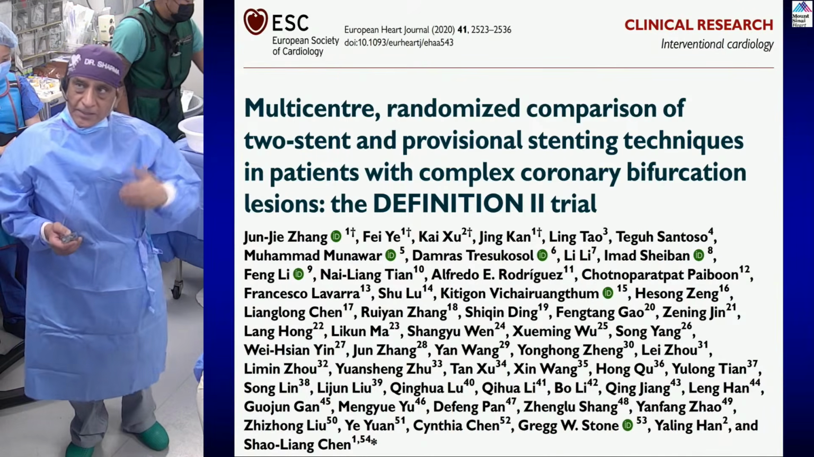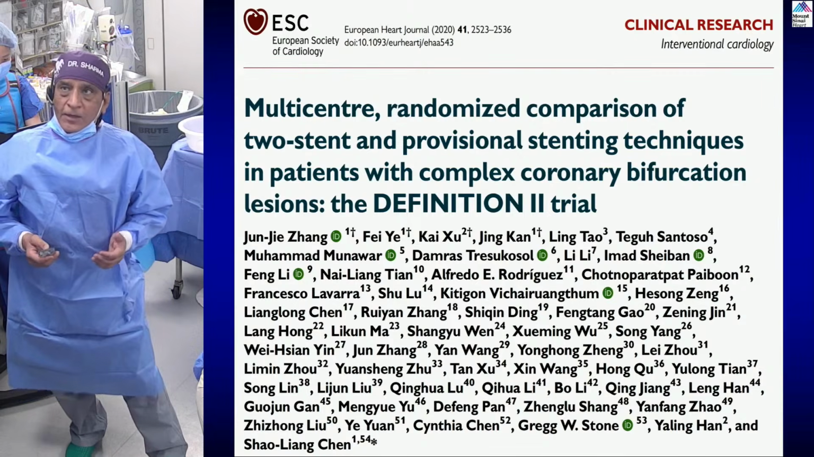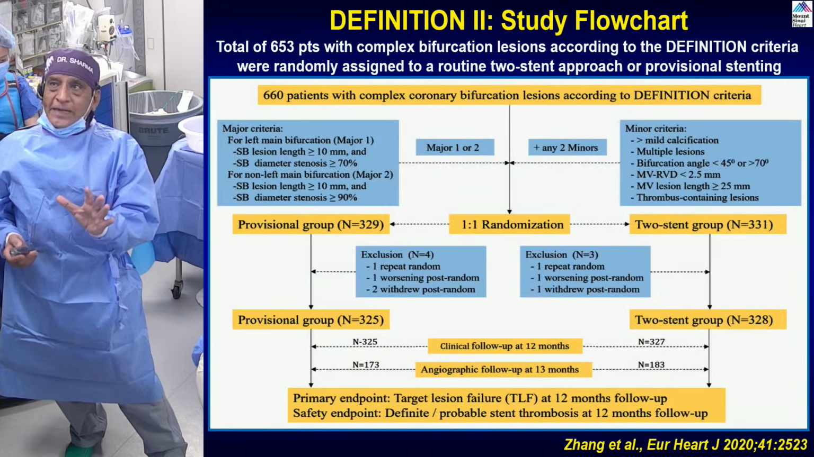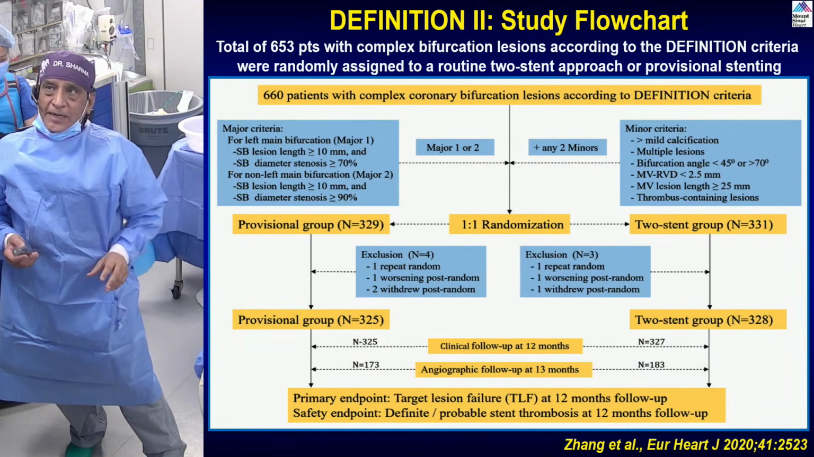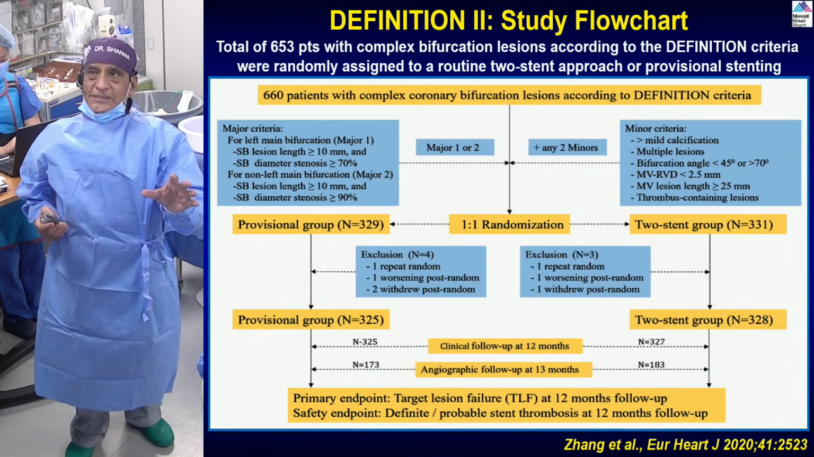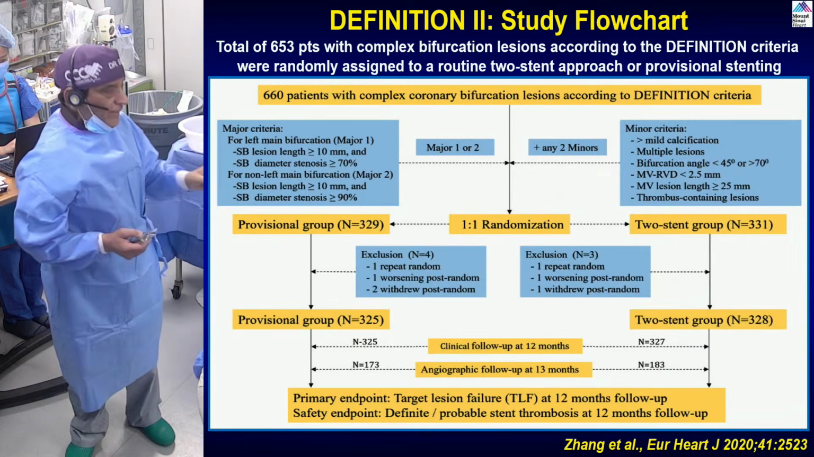So then they went further with a multi-center randomized comparison of 2 stent versus provisional stenting technique, meaning 2 versus 1. Simple way to remember. And they actually, based on the criteria, required that the patient has to have a complex lesion. Provisional stent group means 1 stent, or 2 stent group, and they followed these patients for 1 year and 3 years.